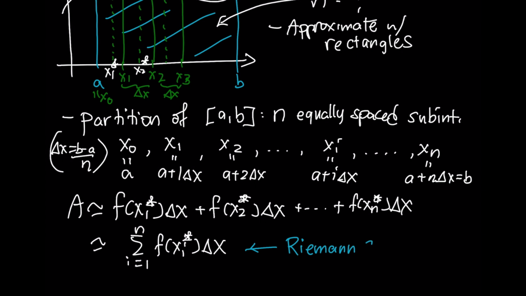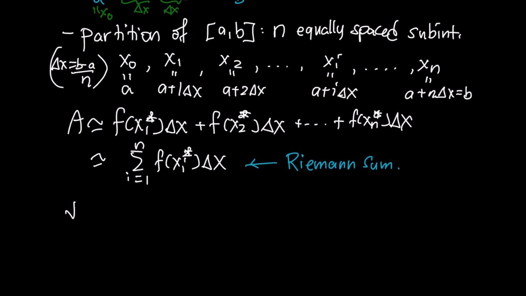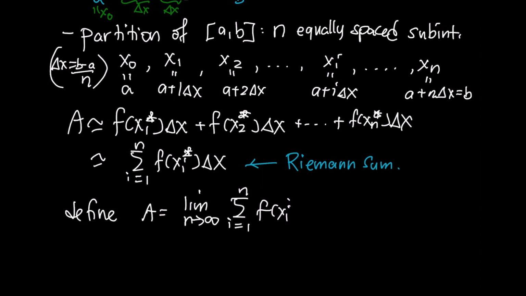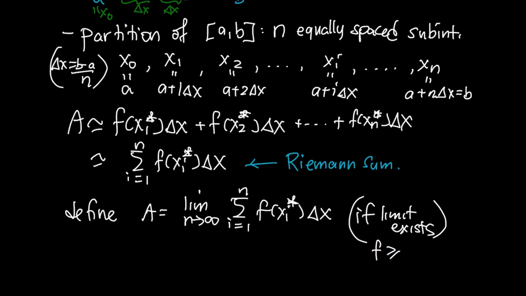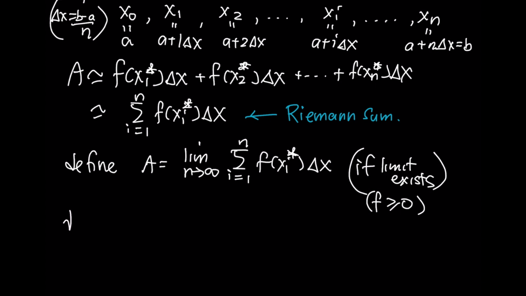If we want to define the area, what we'll do is take more and more of these rectangles and make them thinner and thinner and thinner. And if we continue to refine the rectangles in this way and we come up with an answer, if we come up with a number, that number is what we define as the area. So this is the definition if this limit exists.